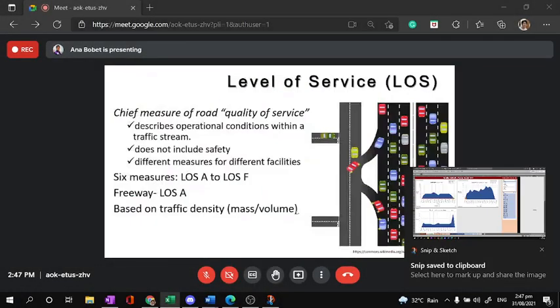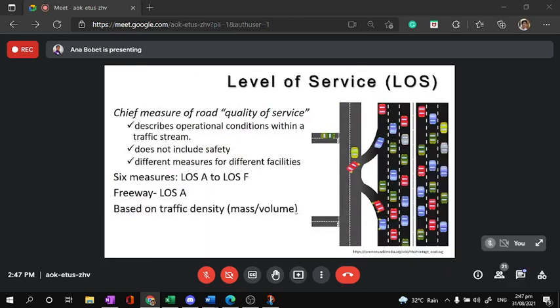Okay, so level of service, LOS. Level of service is a grado sa dalan. It's mainly a measure of road quality of service. It describes the operation congestion. This one is not congested, while the condition of traffic flow here is congested. And this is a very efficient and effective road system.